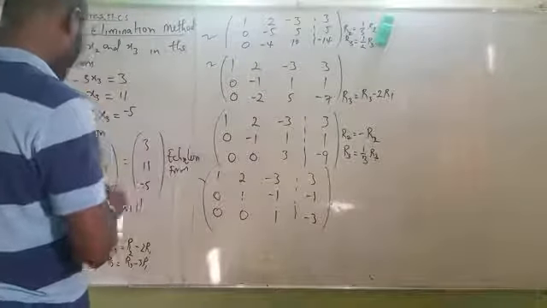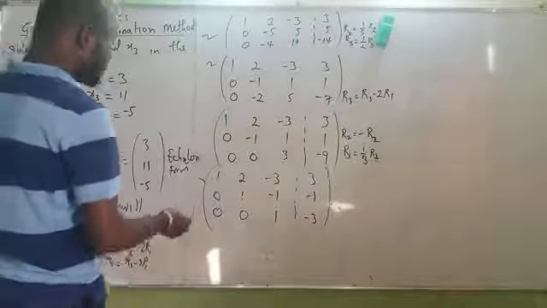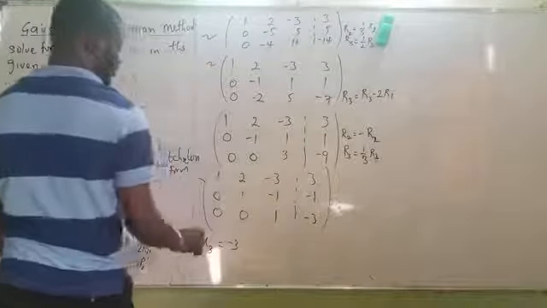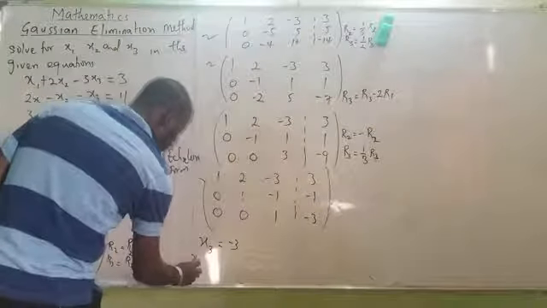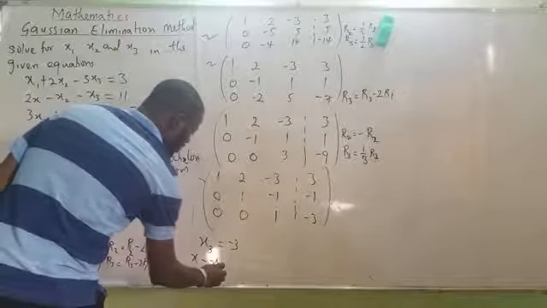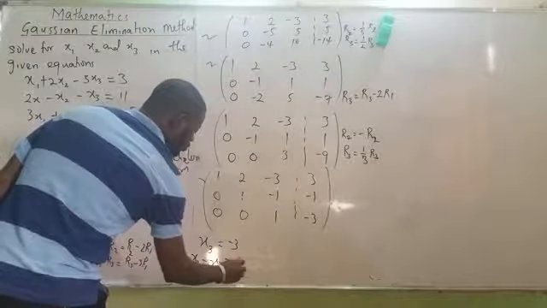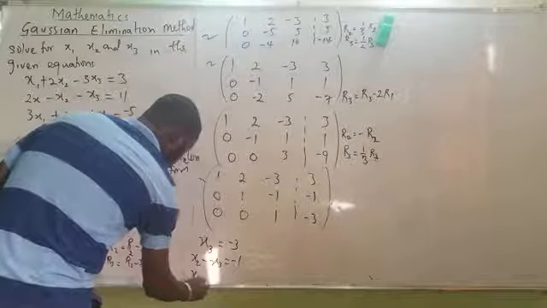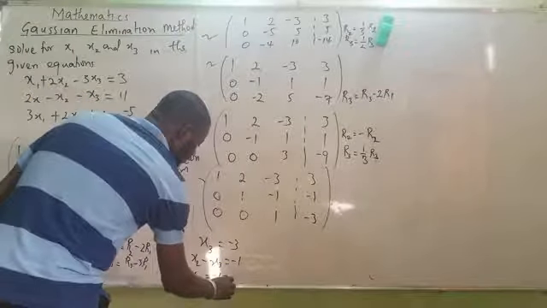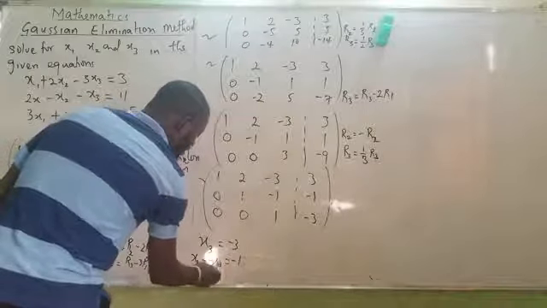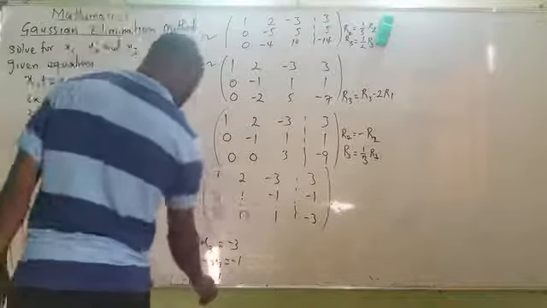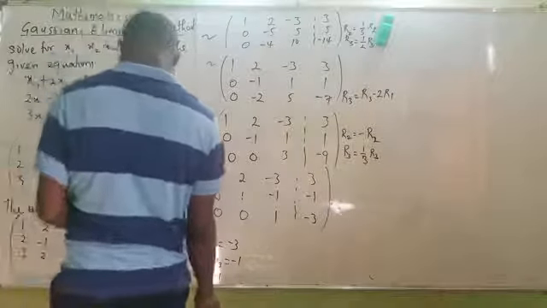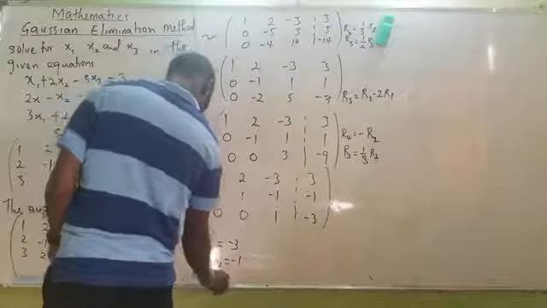Now, how do I apply this? It means I'm saying that my x3 equals minus 3. My x2 minus x1, x3 equals minus 1, so my x2 will be equal to minus 1 plus, which is going to be minus 4. It will be minus 4.